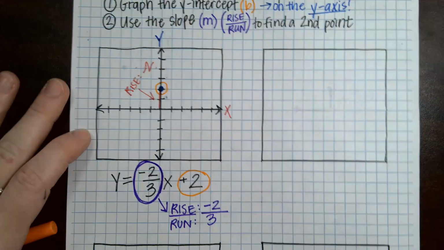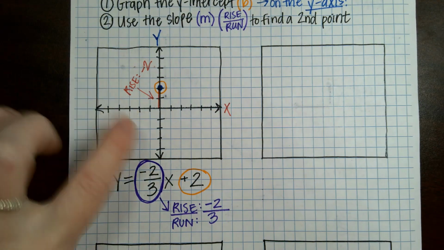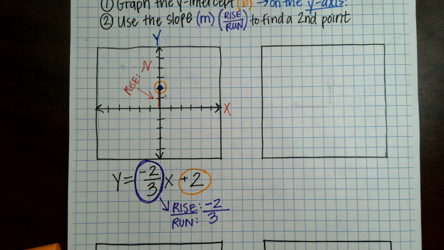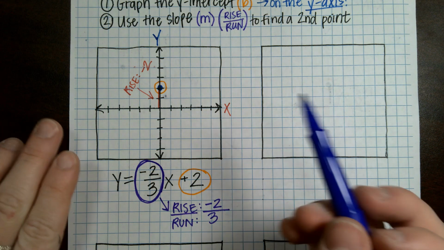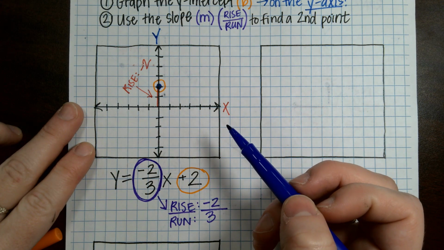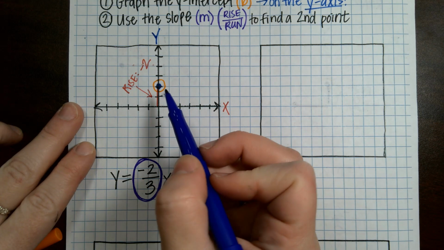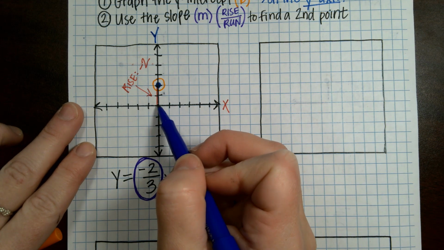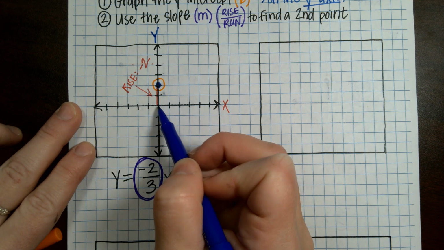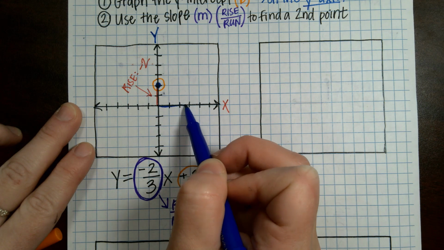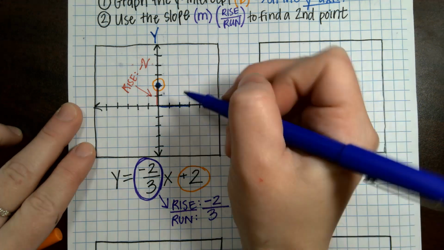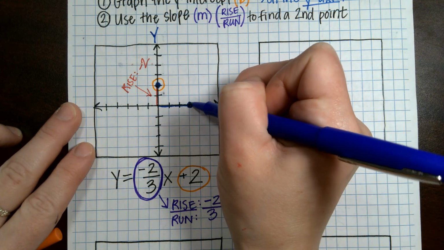You guys won't have to label rise and run if you don't want to. I'm just showing it to you visually, so if you miss me writing something, you can see what it was. Now that we've done our rise, what comes next? Yeah, our run, which is 3. So I start right here where I ended, and I'm going to go over 1, 2, 3, right there. And there's our second point.